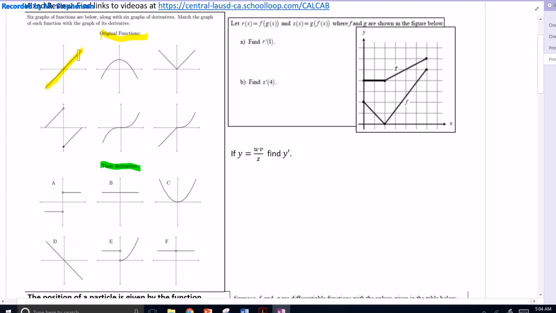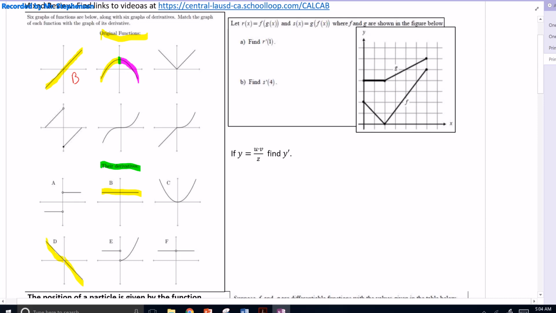It's going up. It's increasing the entire time, and it's increasing at the same rate, right? The slope is constant. So I'm looking for a constant function, which is B down here. The next one is increasing, and then it stops, and then it decreases, right? So I'm looking for one that is positive, and then 0, and then negative. That's this guy. Positive, 0, negative.